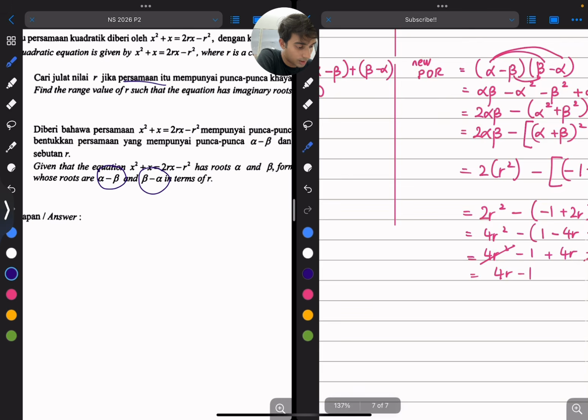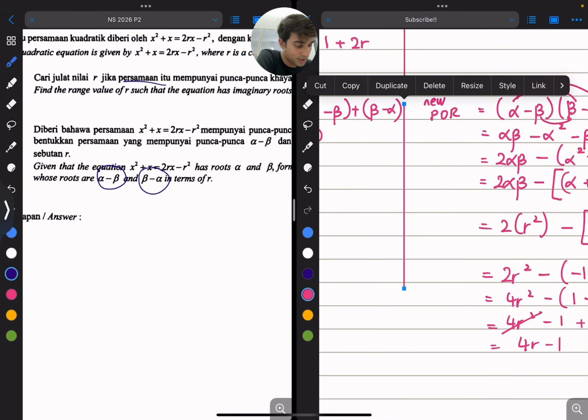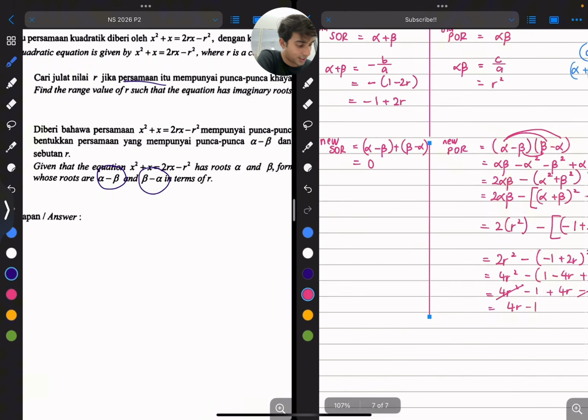Why can't I extend this line? Oh no. Oh, okay. Right.